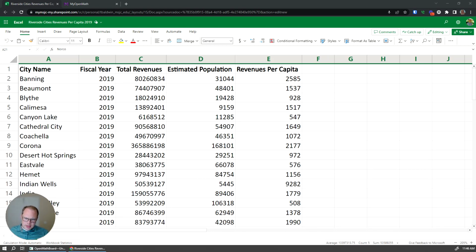Let's do another example with this 2019 revenues data with the cities from Riverside County. But this time, let's sample 4 of the cities using systematic sampling. Okay? So the first thing we need to do is identify our sampling interval K.